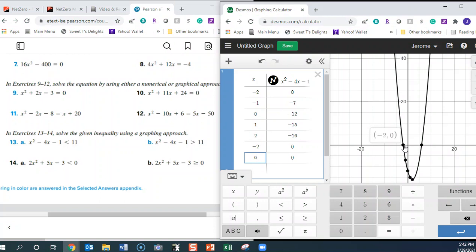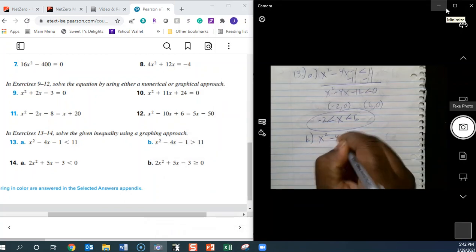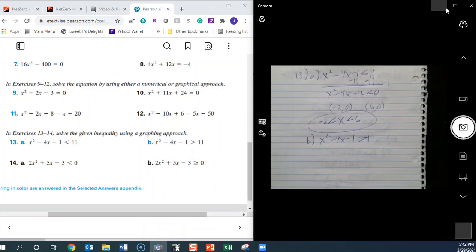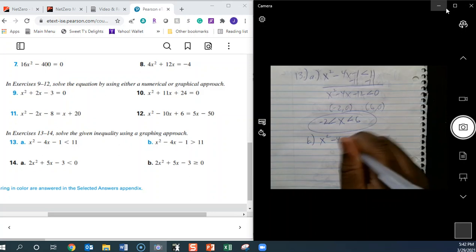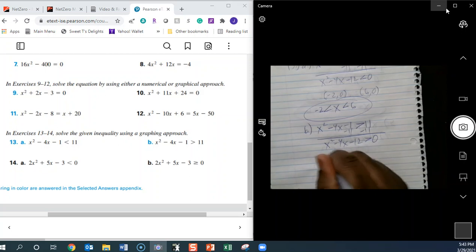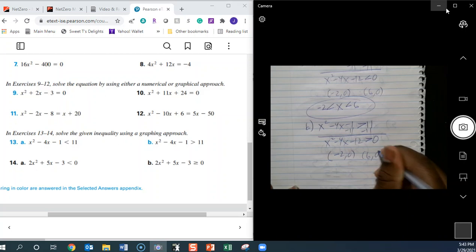Now, we're going to go on to 13b. So we had x squared minus 4x minus 1 is greater than 11. Now listen, this is essentially the same problem except you had less than here and greater than here. So when we put this in our graph, or we could subtract 11 on both sides, it'll be x squared minus 4x minus 12 is greater than 0. So basically, we're still going to end up with the same ordered pair of -2, 0, and also 6, 0.